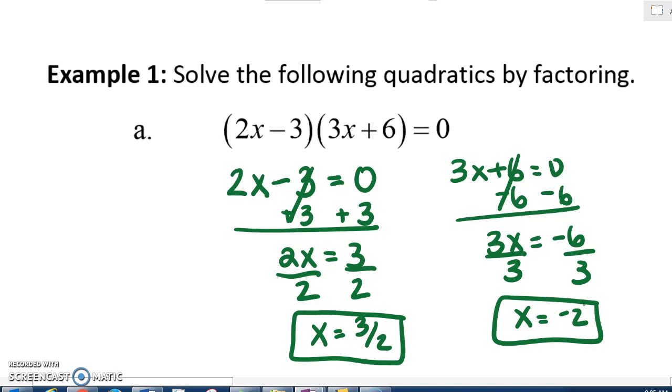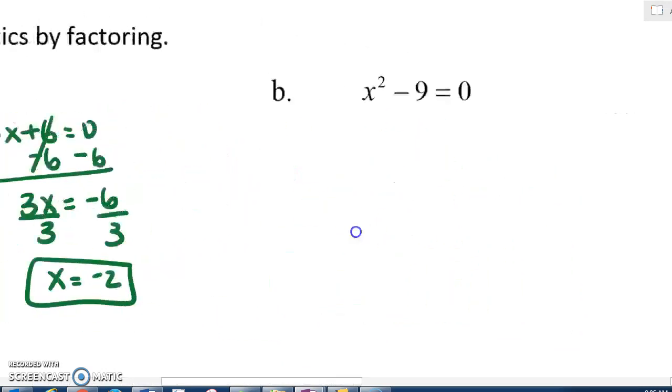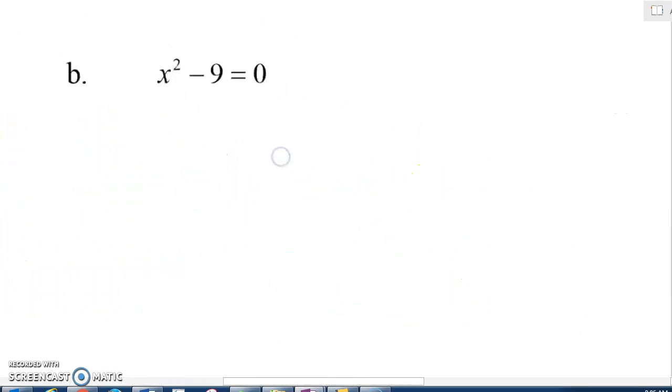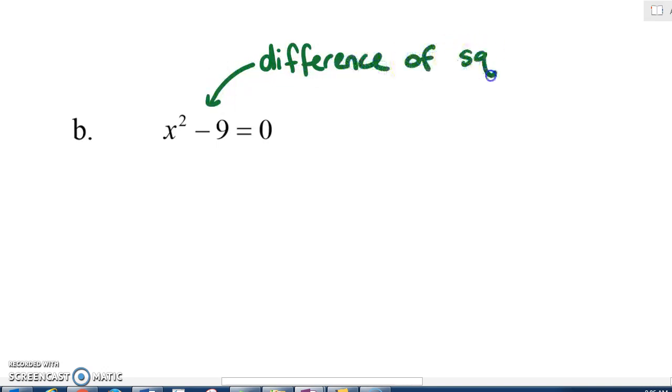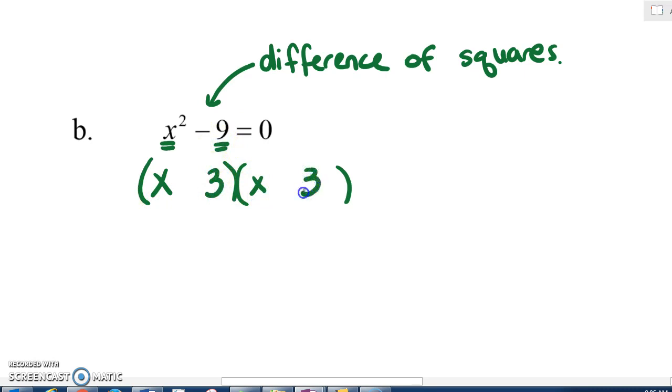Well done. Now, in example 1b, what you're going to notice is that they have given you a quadratic that is not factored. But if you recall, this right here is called the difference of squares. Perfect squares, to be honest. Which means that we can go ahead and factor really quickly. x squared breaks down to x and x. Well, 9 is also a perfect square, so you can break it down to 3 and 3. One is going to be positive, one will be negative, and then you're going to set it equal to 0.